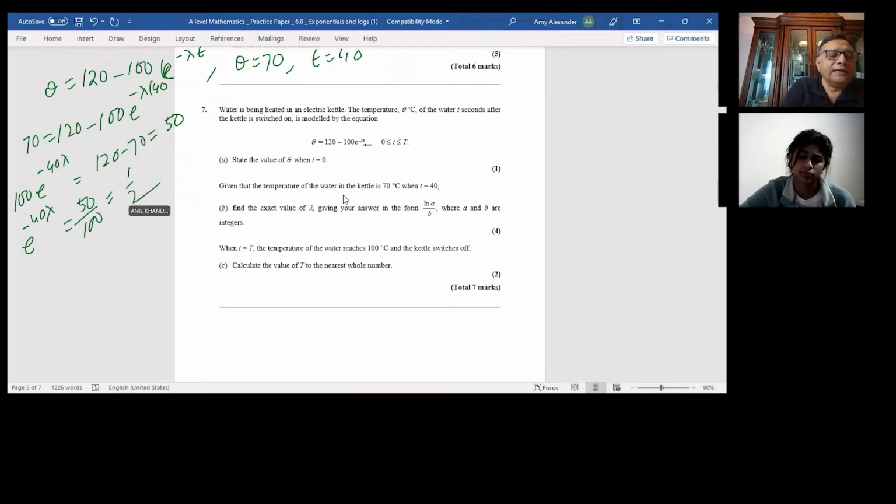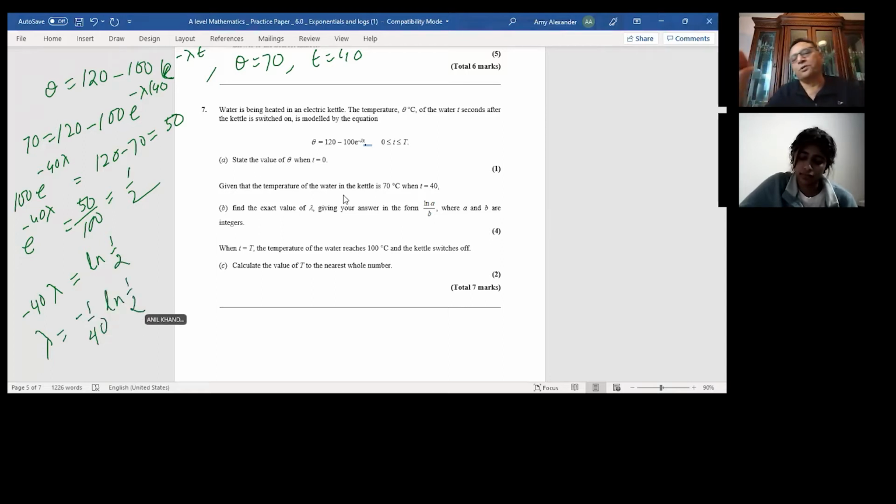I can take log both sides, natural log. So I get minus 40 lambda equals ln half. Is that clear? Mhm. So we get lambda equals minus 1 over 40 ln half. Till now, there is no problem, correct?